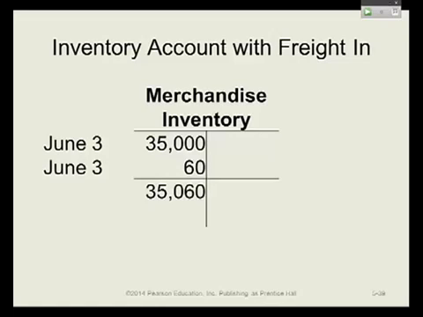So let me go back here and tell you again on 6.3, we now have a $60 increase in the cost of inventory. What I want you to carefully take into consideration is that accounts payable did not change in this case. You're not paying the seller for that shipping.